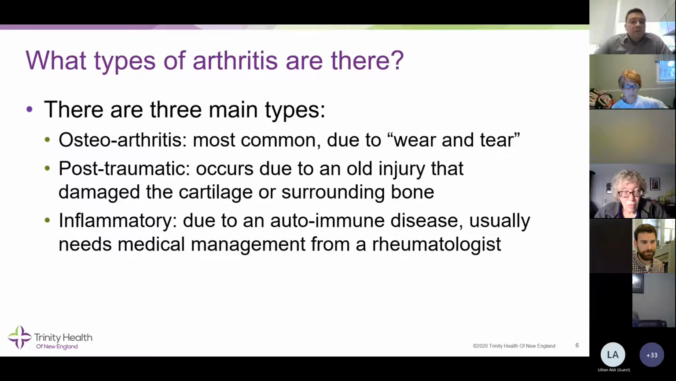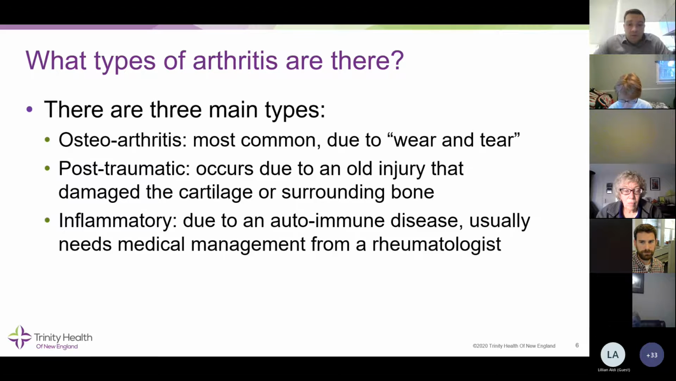So what kinds of types of arthritis are there? When we talk about knee arthritis, we generally talk about three typical causes. Osteoarthritis is the main one that I would say the vast majority of patients come in with. This is more of the wear and tear type of arthritis. It's just generally due to using your knee, existing, living, and doing the things you like to do. And for some reason, some patients are more genetically predisposed to it.